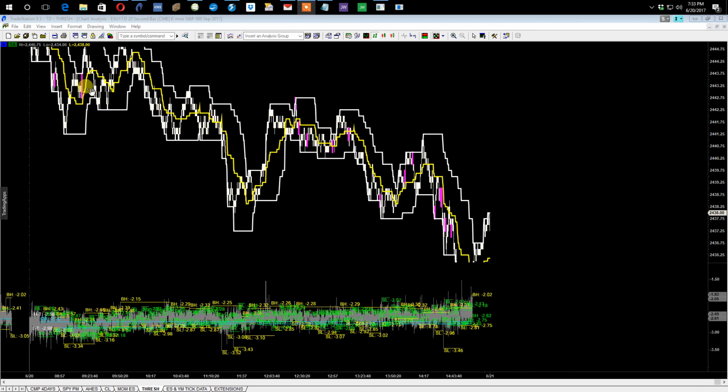So we got 1, 2, 3, 4, 5, 6, 7, 8, 9, 10, 11, 12, 13, 14, 15 scalping opportunities using this, and only one failure right there. So in any case, nice opportunity to take advantage of this particular type of scalping technique.